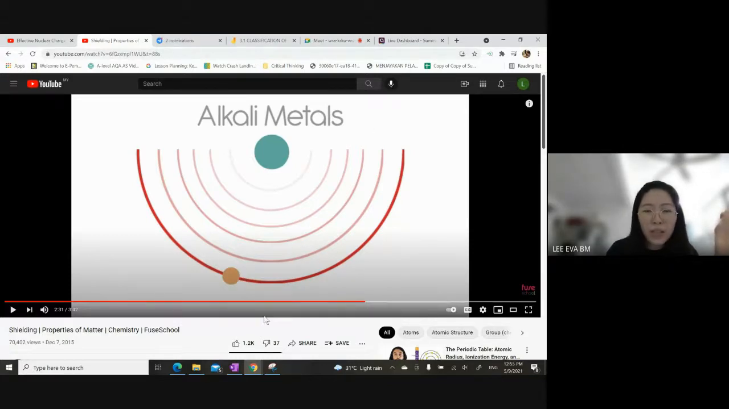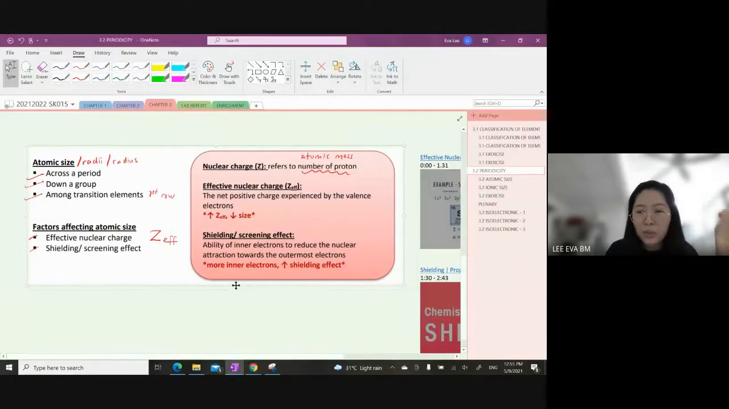Okay, so the video or the link Madam can share it with you afterwards for you to watch the whole video, but you need to grasp the concept. What it means by shielding effect.